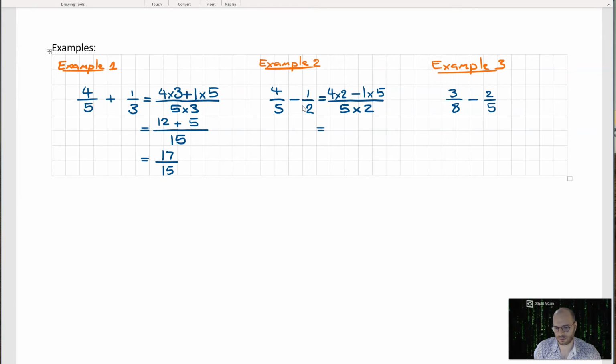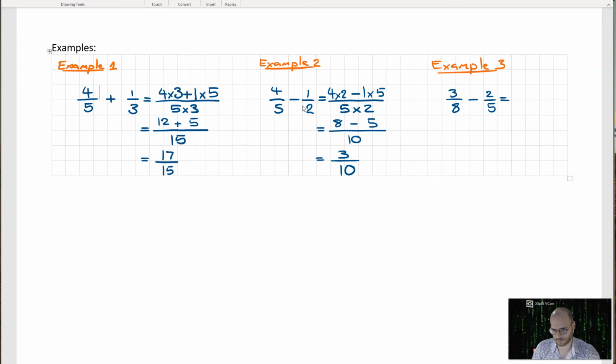Now we have to deal with the times. So, in the denominator we have 5 times 2, that's 10, and that's all underneath. 4 times 2 is 8. Take 1 times 5 is 5. Therefore, our result is 8 take 5 is 3. So we're going to get 3 over 10. Not bad. Alright, final example.